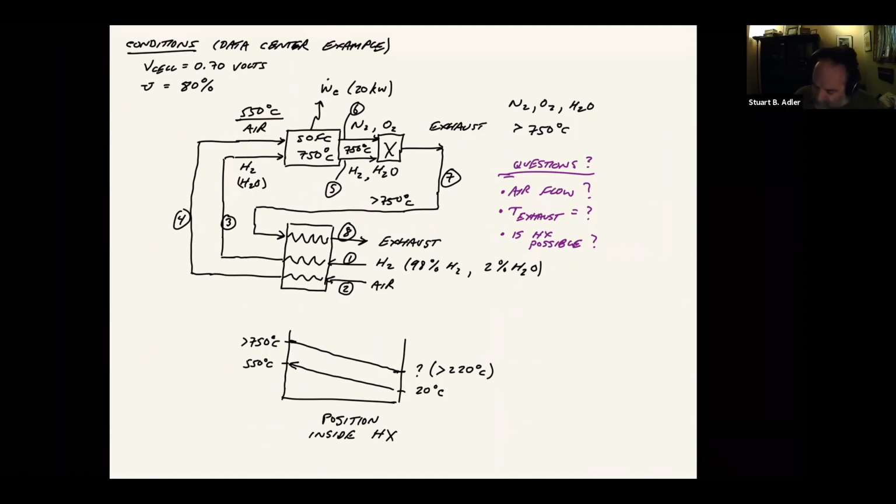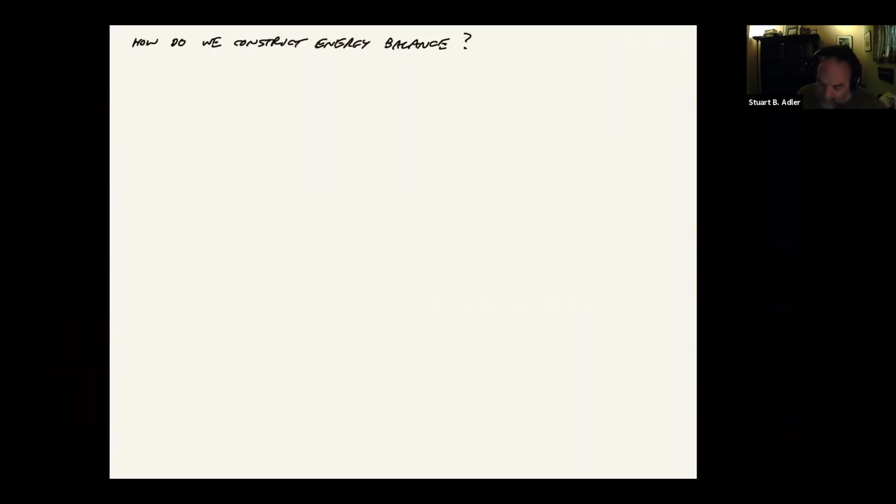With that sort of introduction, I think our first order of business here is to look at the fuel cell. We've said we want these inlet and outlet temperatures. How do we go about figuring out what the airflow has to be? So let's start with the fuel cell, and let's further start with a control volume.